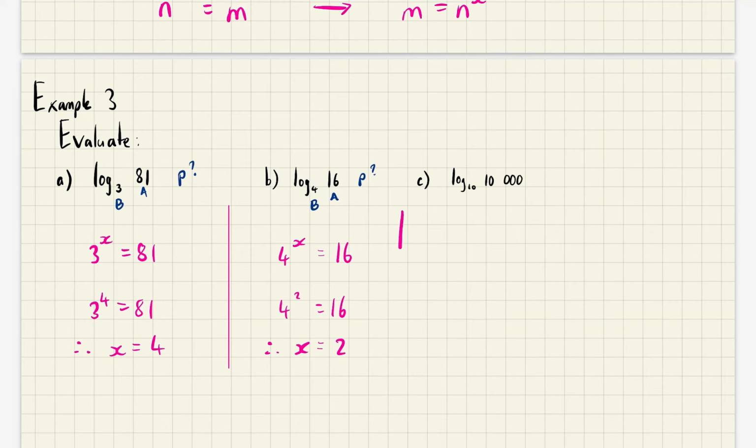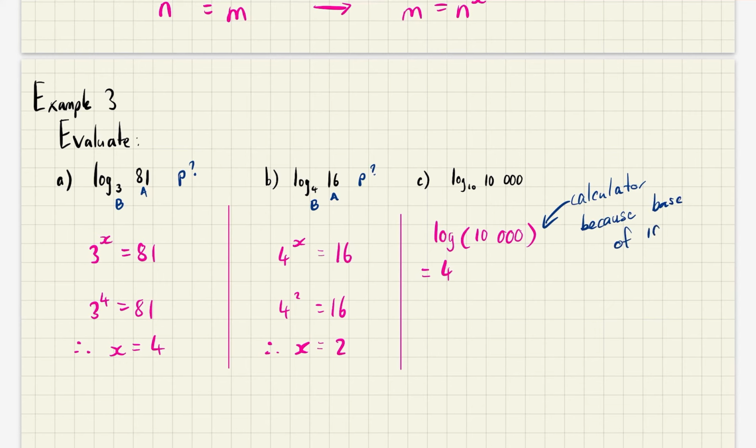Now, like I said, the last one, you can type it into the calculator. So I'm going to type in, this is what it will look like. So in the calculator, it will look like this. Okay, and when you type that in, you should get 4. Just double checking it for myself. Yes, you get 4. So I'll just make a note. Calculator, because it has a base of 10.